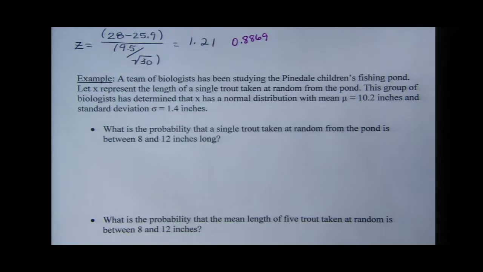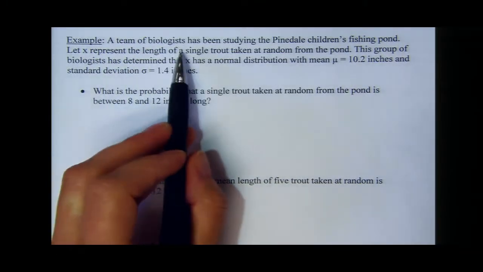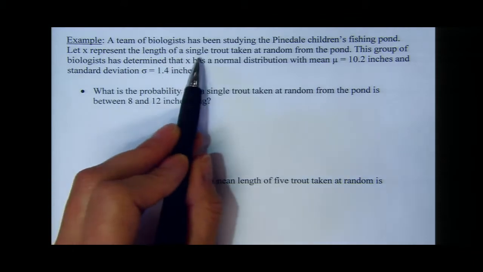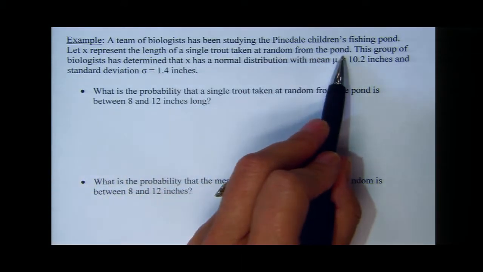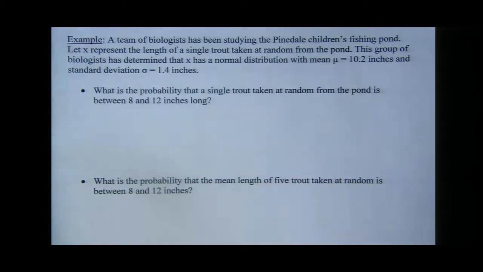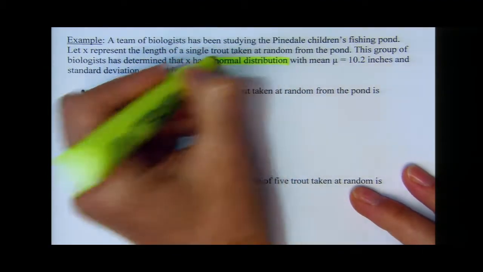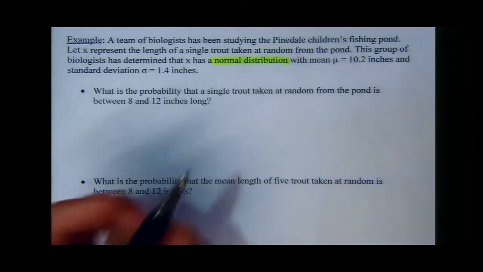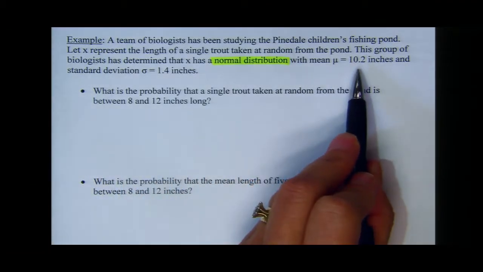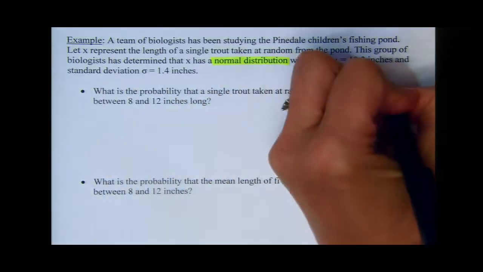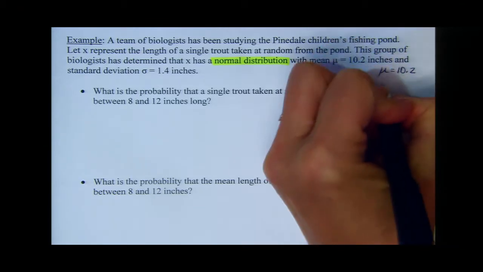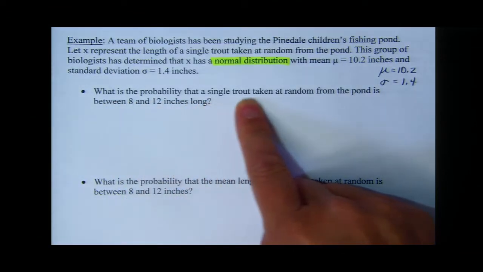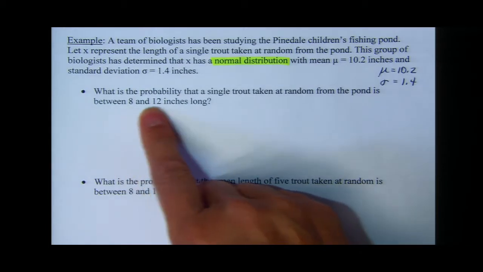All right, next example. A team of biologists has been studying the Pinedale Children's Fishing Pond. Let X represent the length of a single trout taken at random from the pond. This group of biologists has determined that X has a normal distribution. So what that tells me is, as long as it's normally distributed, I do not have to worry about my sample size, with a mean of 10.2 and a standard deviation of 1.4. So we know mu is 10.2 and sigma is 1.4. What is the probability that a single trout taken at random from the pond is between 8 and 12 inches?